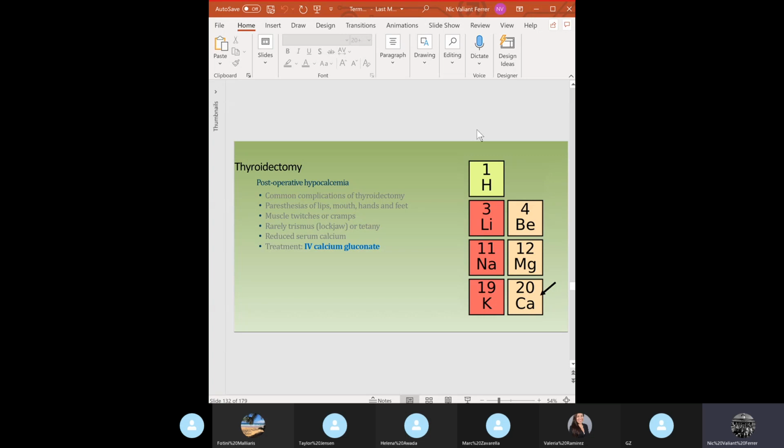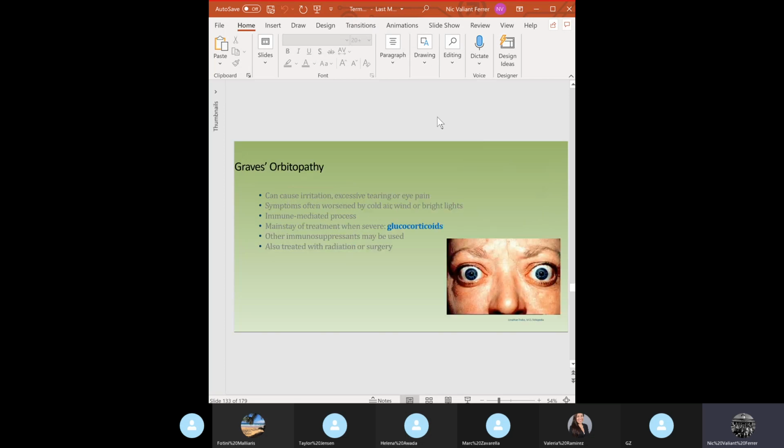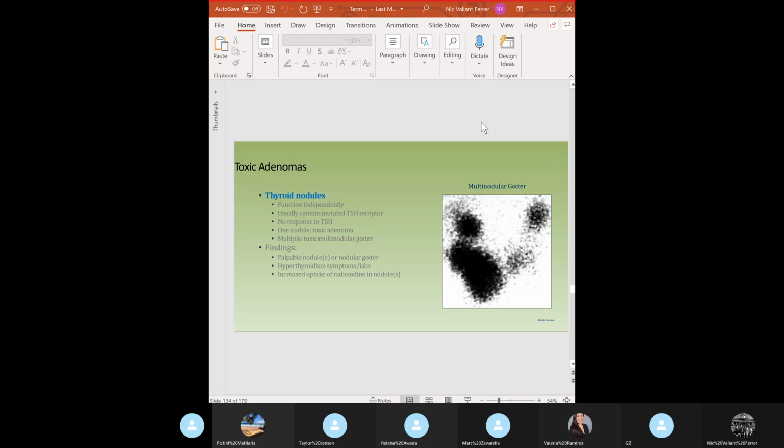High yield: paresthesia of the lips, mouth, hands, and feet. Hypocalcemia, right? Muscle twitches or cramps, right? What are we going to give? IV calcium gluconate. You have reduced calcium, you give calcium. So IV calcium gluconate. For Graves' orbitopathy, the exophthalmos, we need to give glucocorticoids, right? That's the mainstay of treatment when it is very, very severe. For toxic adenomas, we talk about thyroid nodules.